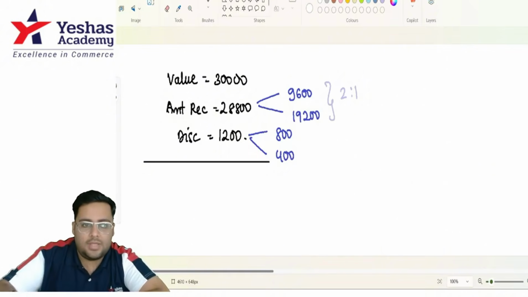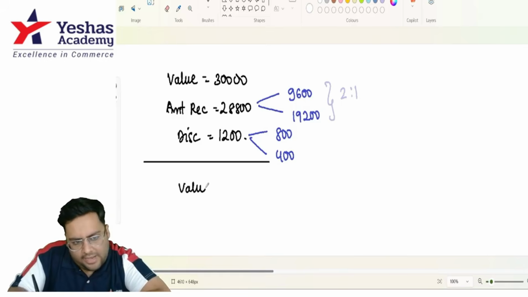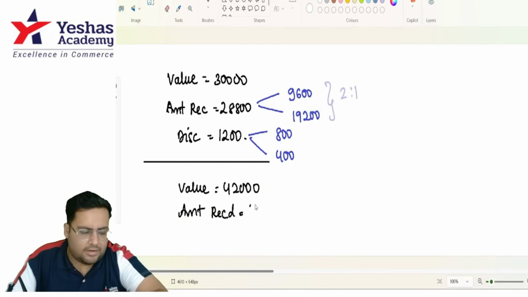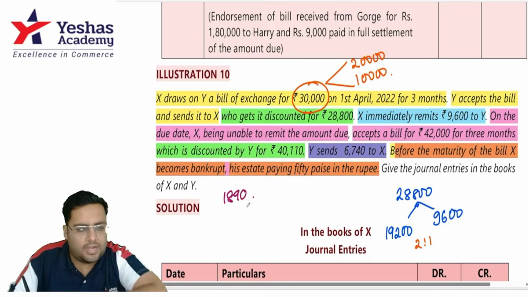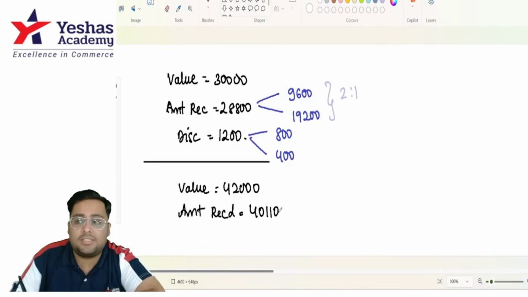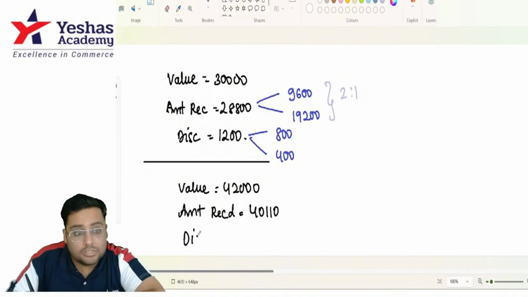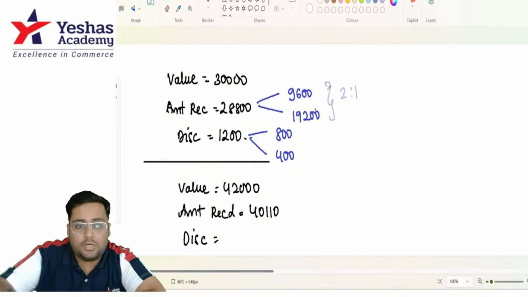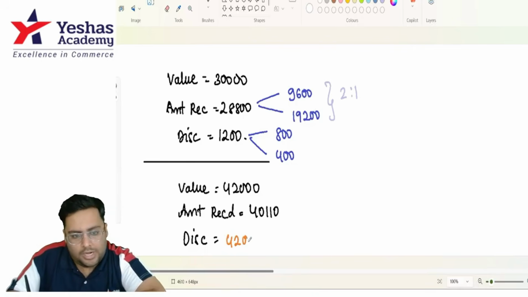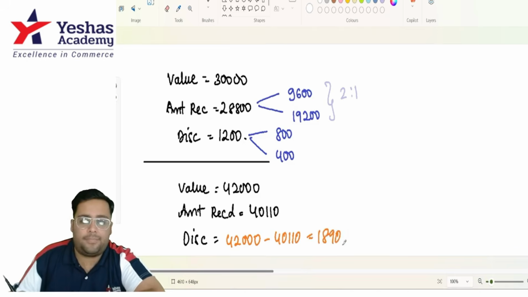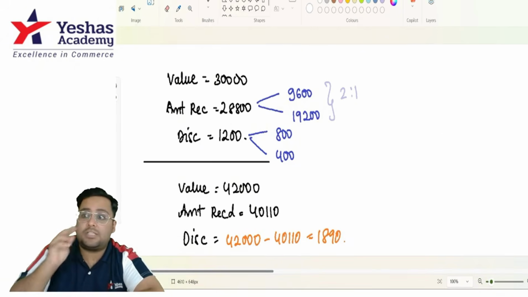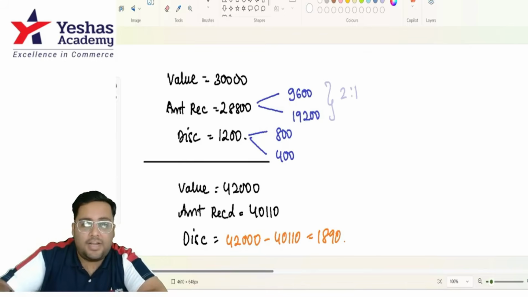That's the first bill. Same calculation, let me now do for the second bill. What is the value of the bill? 42,000. What is the amount received from the banker? 40,110. What is your total discount? Total discount will be equal to 42,000 minus 40,110, which is 1,890. Now we need to understand the split of 1,890 between X and Y.